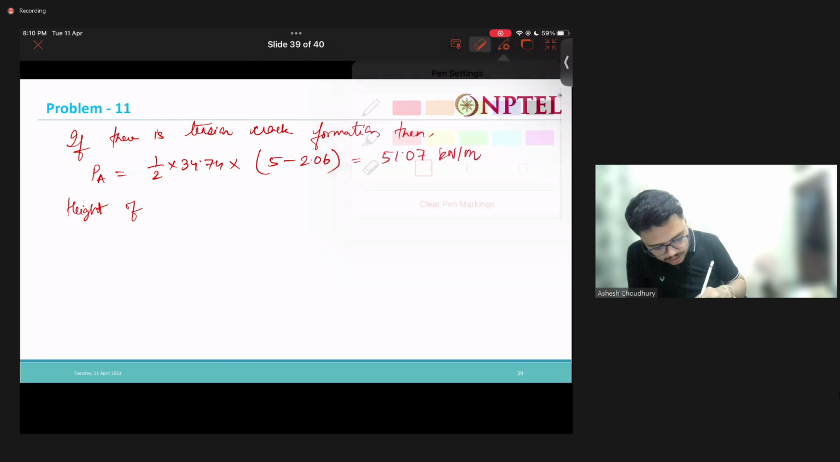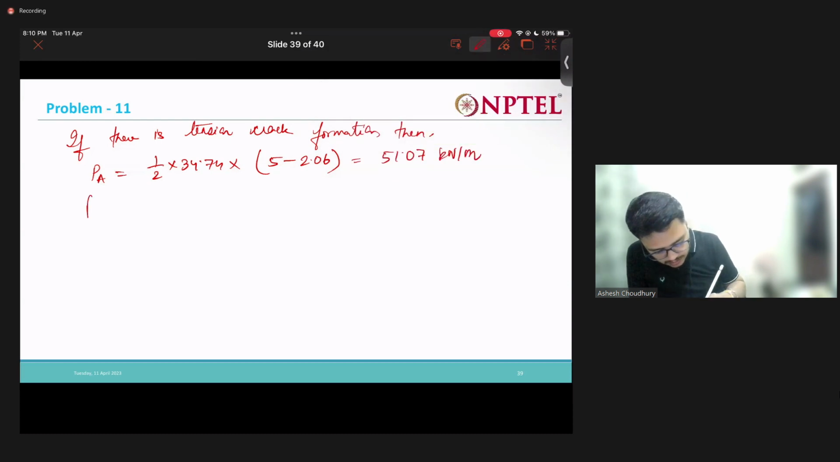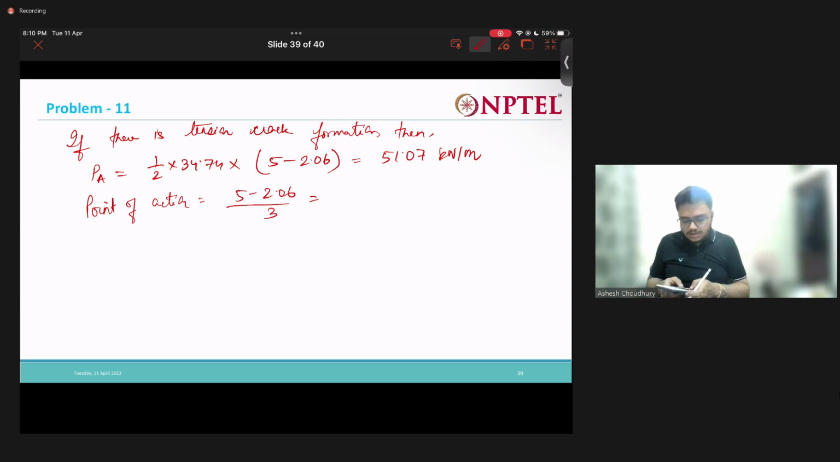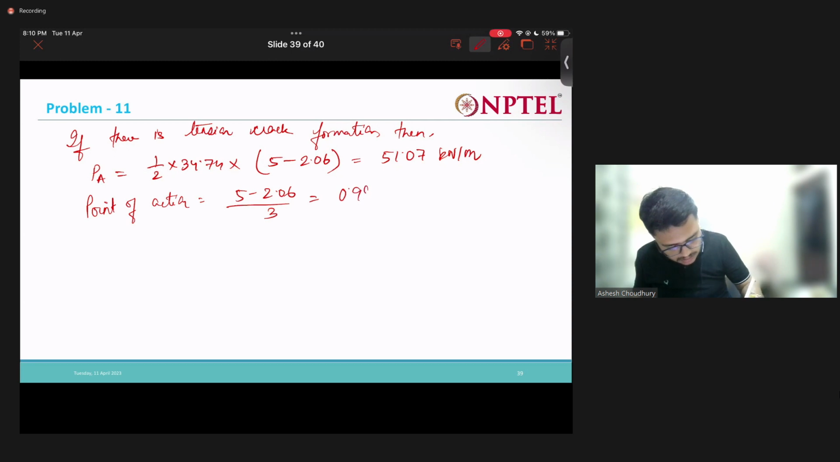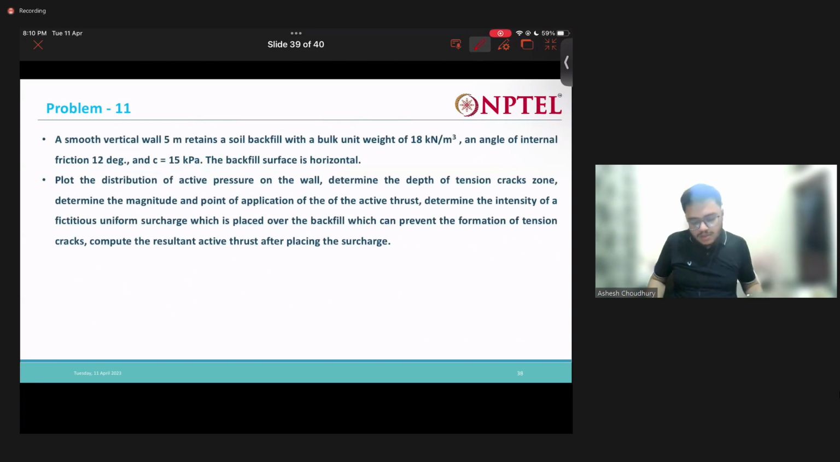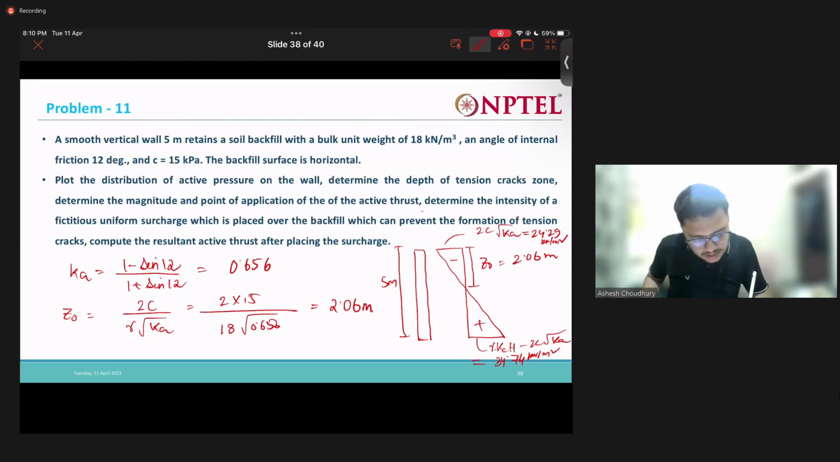And the point of action is (5 minus 2.06) by 3, that is 4 divided by 3 meter from base. Okay. Now see, let us come to this question.